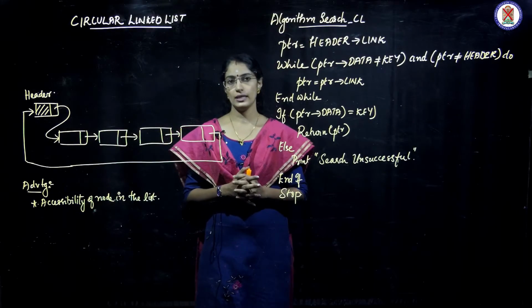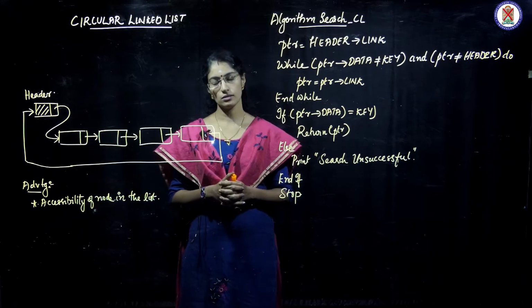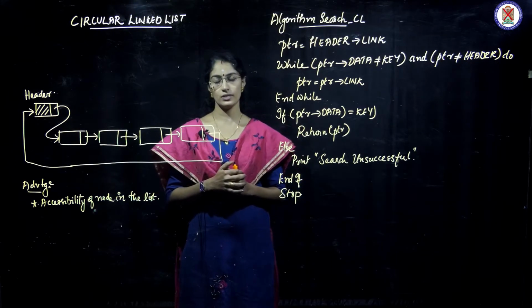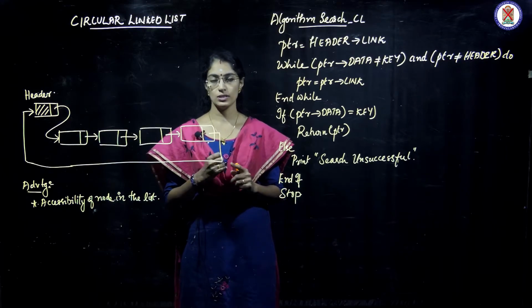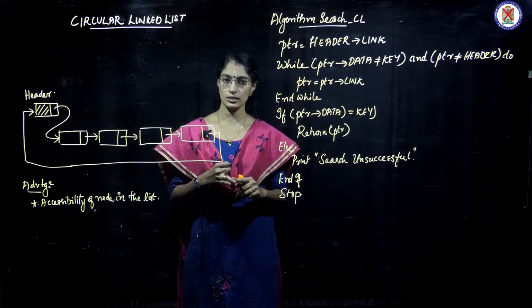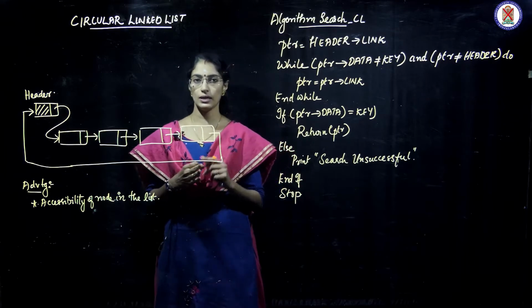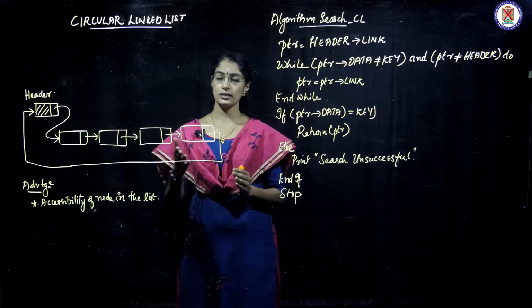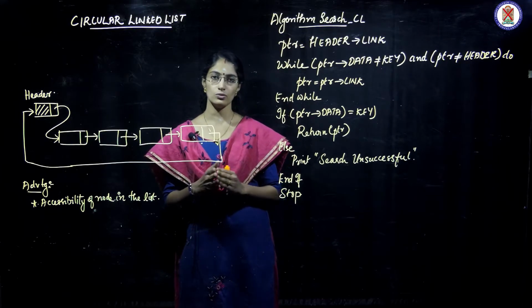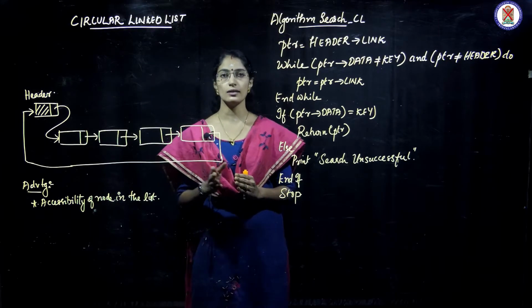Till now we have dealt with single linked list. In the earlier videos I have described that mainly there are three categories of linked list. One is a single linked list, next circular linked list, and then double linked list. Double linked list we will be seeing in the coming videos, and in this video I would like to introduce you to the concept of circular linked list.